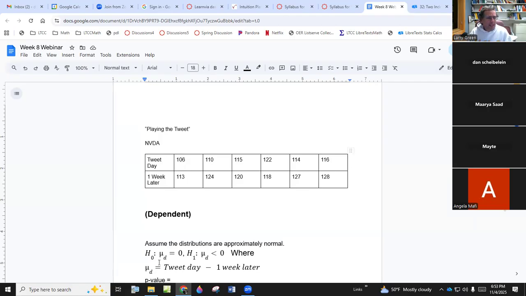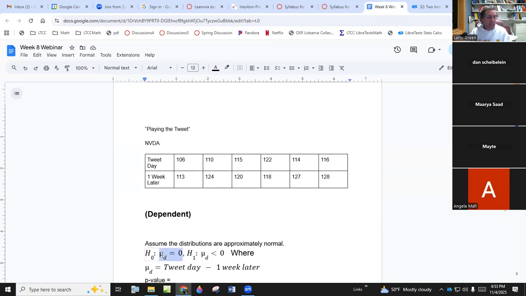So the idea is H naught is they're the same, right? Well, if they're the same, then if you look at the difference between the two, you're going to get 0. Do you see? Does that make sense? At least the difference between the two population means. Okay, mean differences. It's dependent data, so you've got to have mean differences.